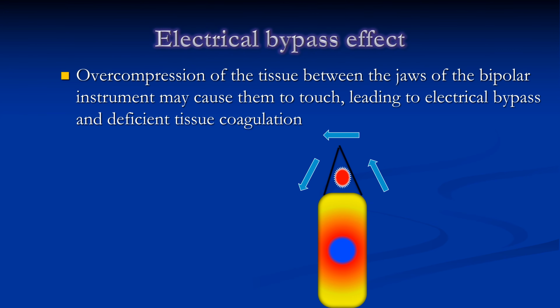Electrical bypass effect. Overcompression of the tissue between the jaws of the bipolar instrument may cause them to touch, leading to electrical bypass and deficient tissue coagulation. Despite their technical advances, conventional bipolar devices may not always produce adequate hemostasis and may require repeated application with an increased risk of lateral thermal spread. Surgeons should rely on subjective visual clues such as a change of the tissue color and the vapor bubbles to judge the adequacy of tissue effect.